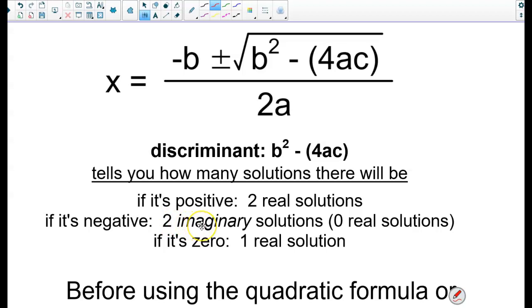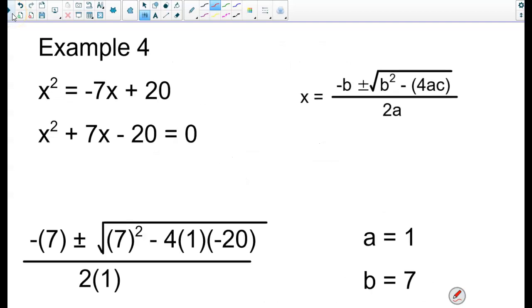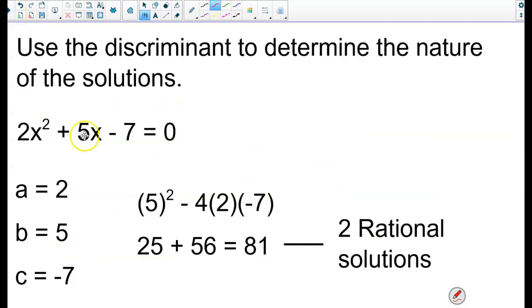If it's negative, you get two complex solutions or two imaginary. I'm going to call them complex. Here I wrote imaginary. It basically means you have an imaginary number in your solution. And then if you have 0 under your radical, okay, you have one real solution, or what we'd call a double root.